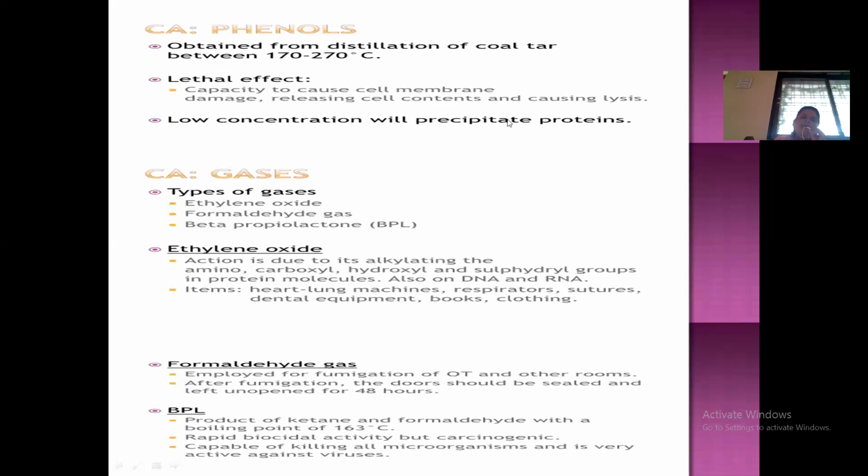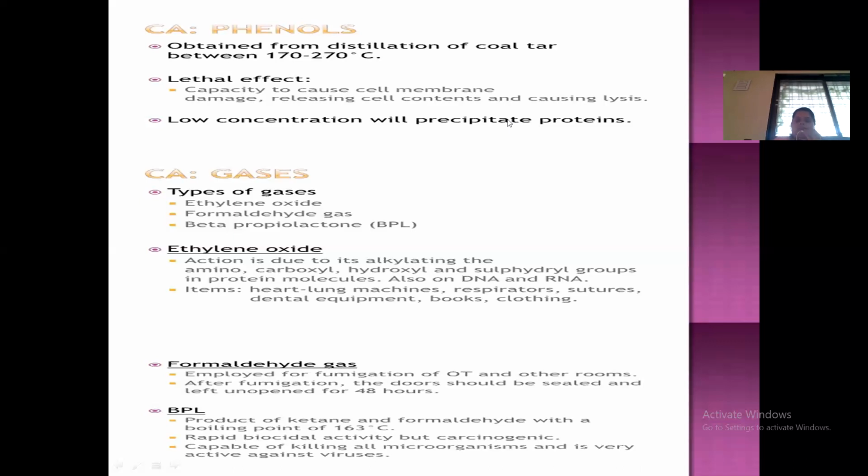Now the gaseous agents: as I told you about formaldehyde, and ethylene oxide or beta propiolactone. We explained formaldehyde, and now we will explain ethylene oxide. What is the action of ethylene oxide? The action is due to its alkylating property, acting on the amino, carboxyl, hydroxyl, and sulfhydryl groups. It acts as an alkylating agent.